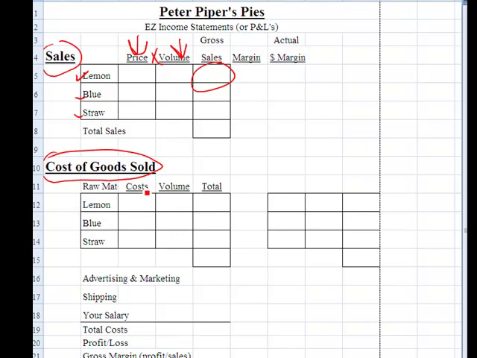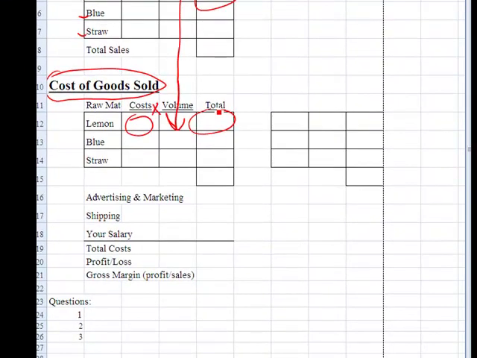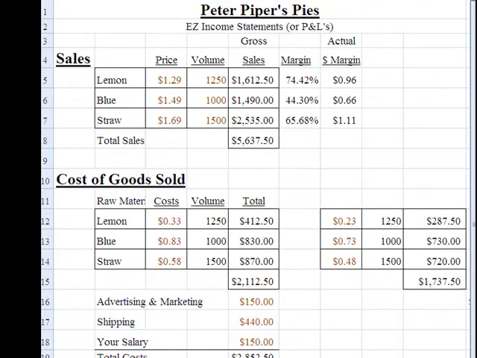For cost of goods sold, we know how much it costs, and we'll just add that in there in this cell right here. We already know what the volumes are, so we'll bring those down from the top. Again, we multiply the cost times the volume, and it will give us our total costs. In the problem, it already told us what our sales and marketing expenses are, what our shipping expenses are going to be, and what our salary is going to be. So let's see what it looks like when we've laid it out in a more organized format.